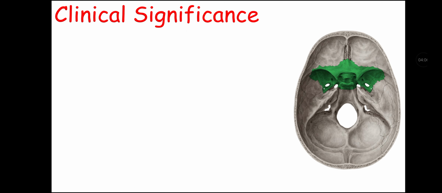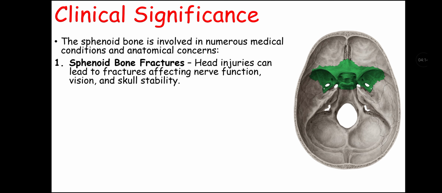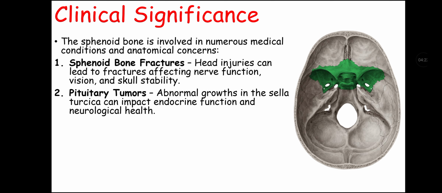Now let's talk about the clinical significance of the sphenoid bone. The sphenoid bone is involved in numerous medical conditions and anatomical concerns. These are sphenoid bone fractures, which are basically head injuries that can lead to fractures affecting nerve function, vision, and skull stability. The next is pituitary tumors, as abnormal growth in the sella turcica can impact endocrine function and neurological health.